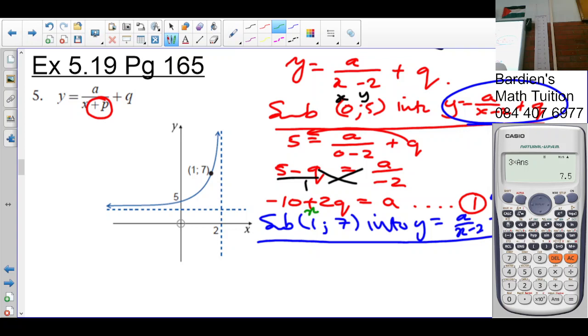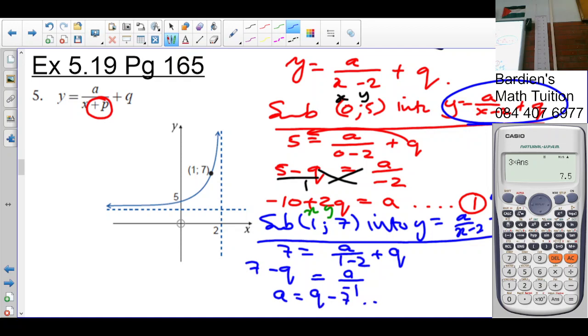Remembering this is an x and a y, not so? So we have 7 equals a over 1 minus 2 plus q. That's going to give you minus 1. So a over minus 1 equals 7 minus q. So a is equal to q minus 7. And this is equation 2.